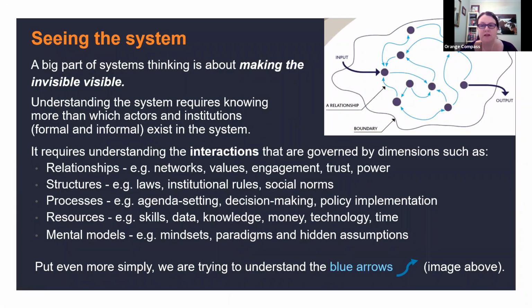As I said in a previous video on complex adaptive systems, it's really this piece about making the invisible visible. That's a focus of systems thinking. And when we talk about that, we're talking about understanding the interactions between the parts and understanding the patterns that those interactions create. An important part of that is understanding the nature of the relationship. And this is where power comes into play, and things like trust, engagement, networks, values. And both leadership and the way we work with power are really important here.